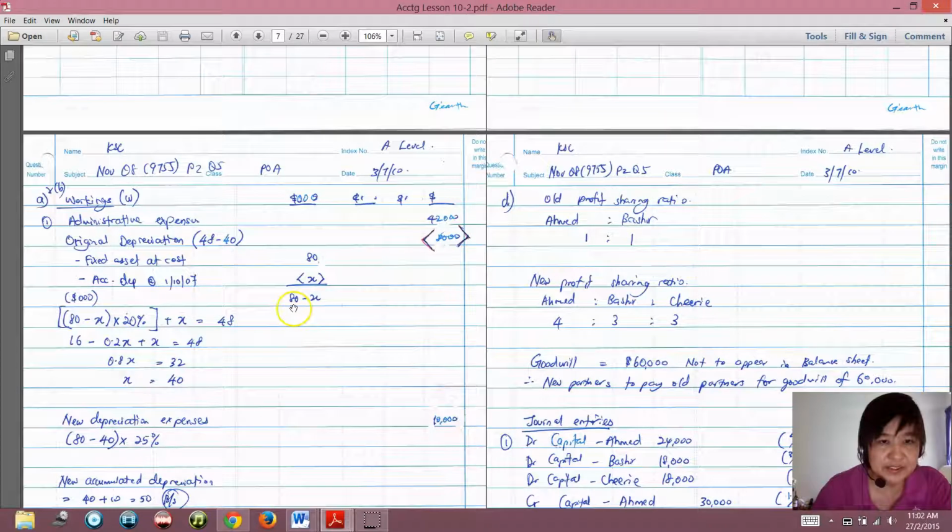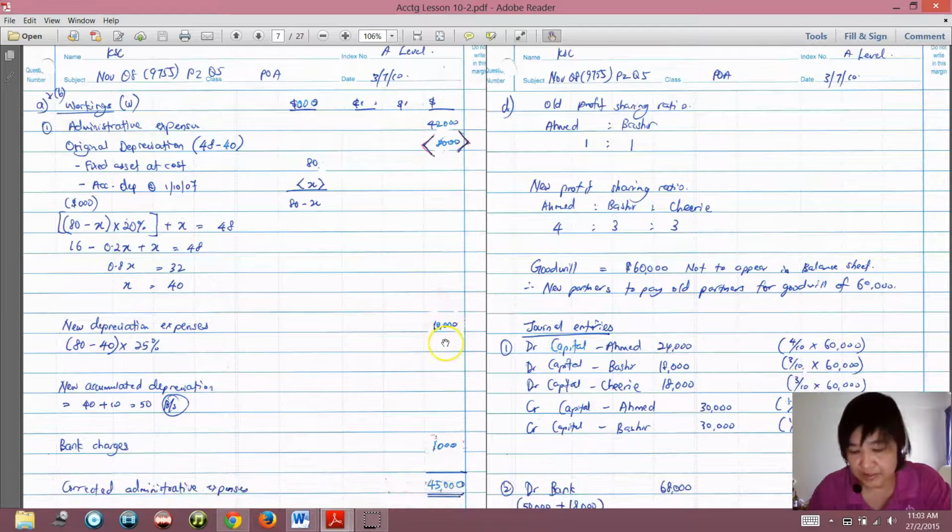The original depreciation expense, this 48,000, is inclusive of this year's depreciation, right? So 48,000 minus the beginning of the year depreciation, 40,000. So the original depreciation expense for the year is 80,000, but the new depreciation expense is 10,000. Okay, so that means the depreciation would have been included in the administrative expense. So the administrative expense figure is 42,000. We minus the old depreciation charge, and we add the new depreciation based on 25%.